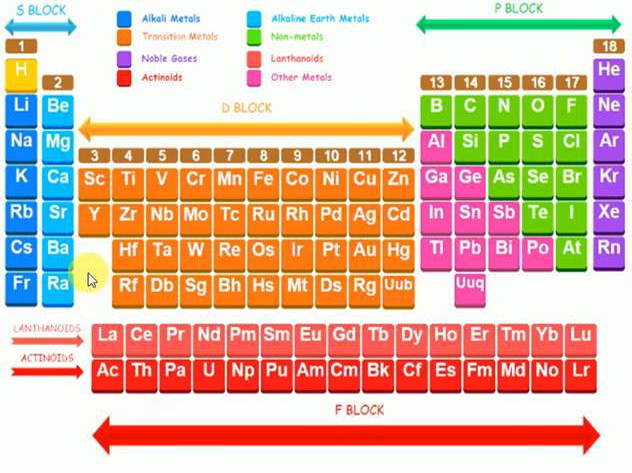Wherever the F block starts, look at this: 3D series, 4D series, 5D series and 6D series. I'm considering generally the fourth period only. They generally start from the sixth and seventh periods, containing the lanthanides and actinides only. So the elements which appear at the bottom of the periodic table are called the F block elements only.